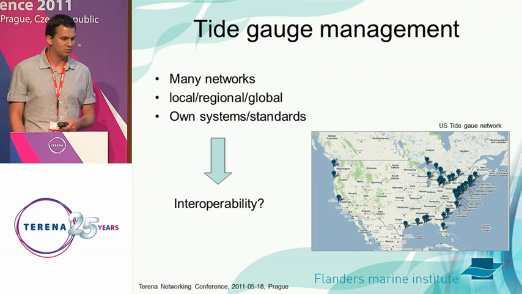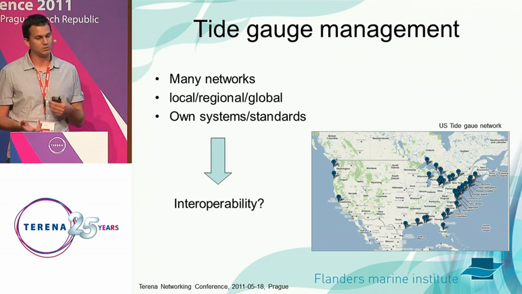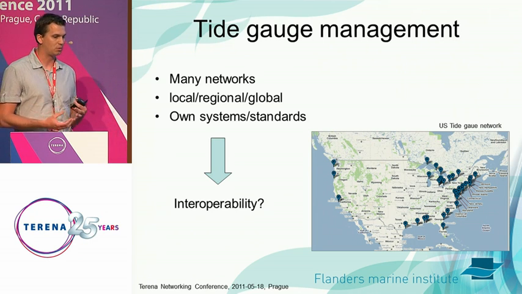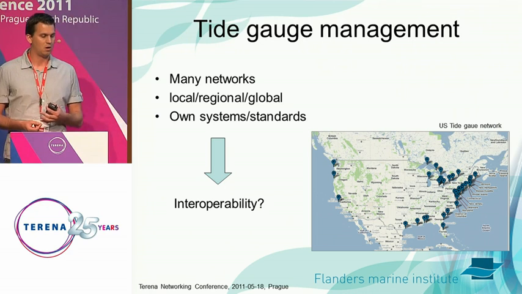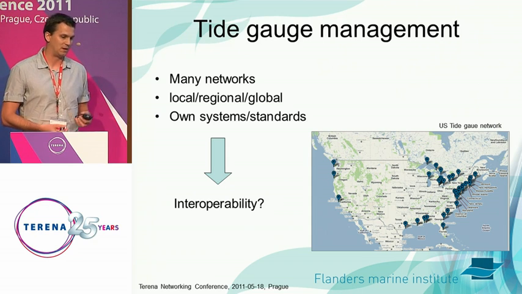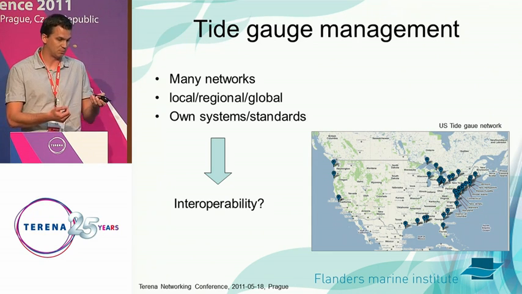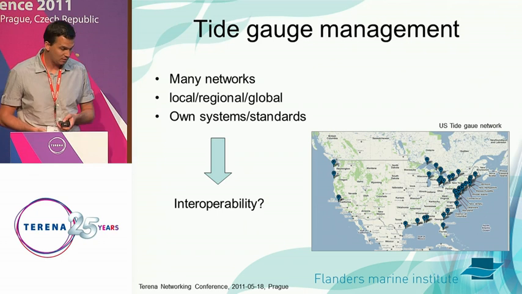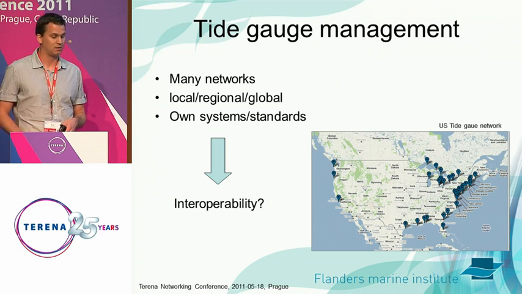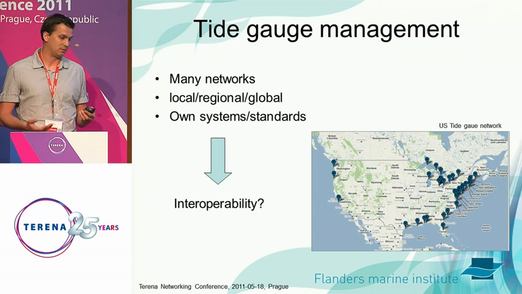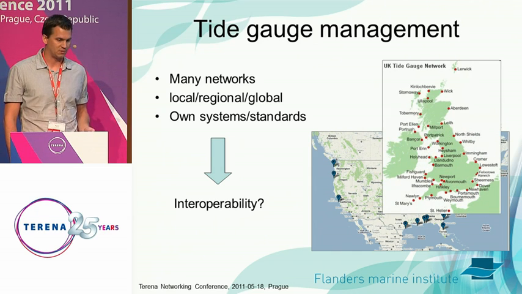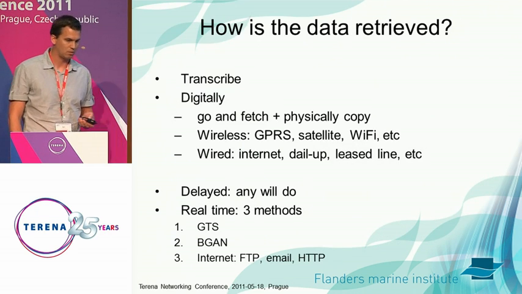All those networks, of course, have their own standards and use their own systems and methods of transferring. So this is a problem for integrating all those data, and that's what we have been trying to do up till now. So of course it's a problem for interoperability. Again, it would be good if we could come to one standard, and that would make the system better, of course. The second example, this is the UK network.